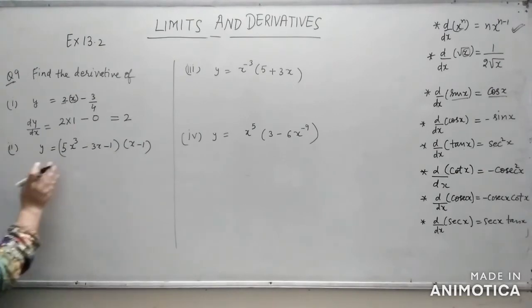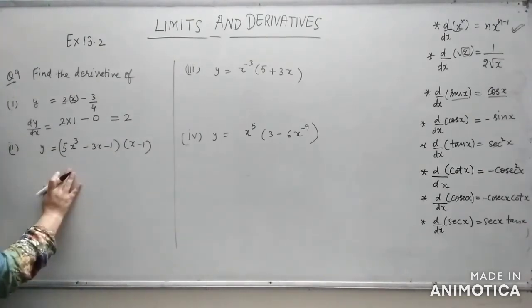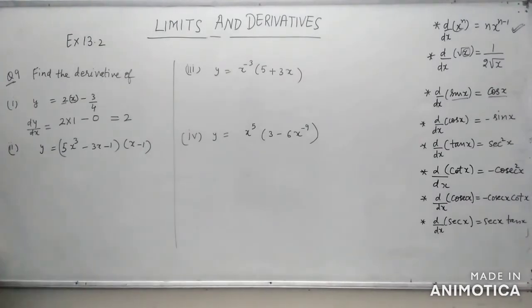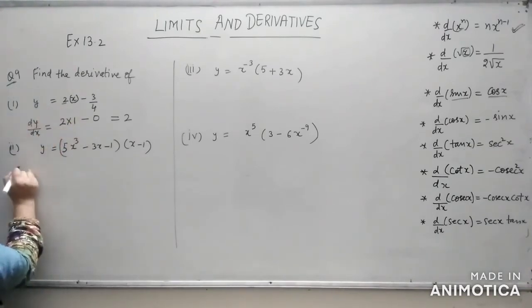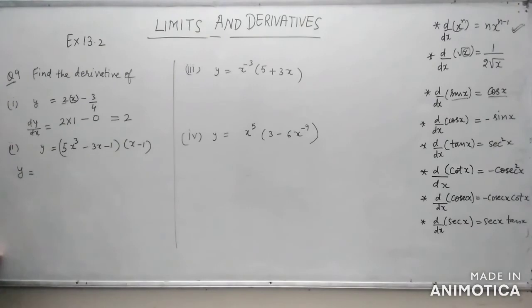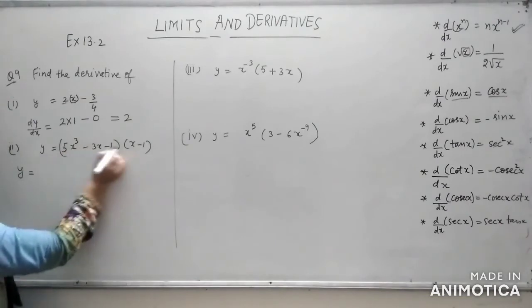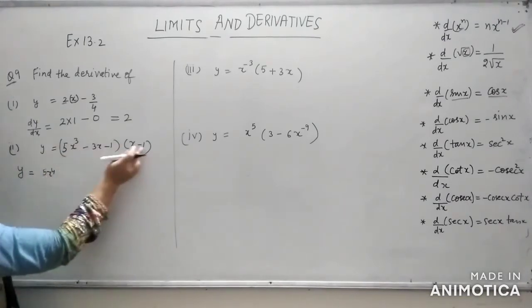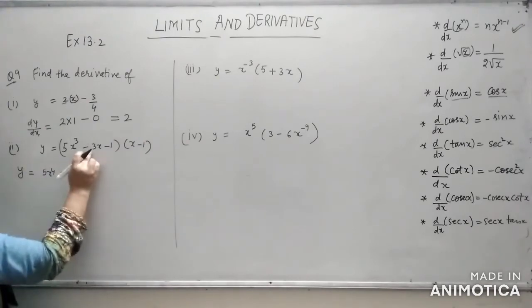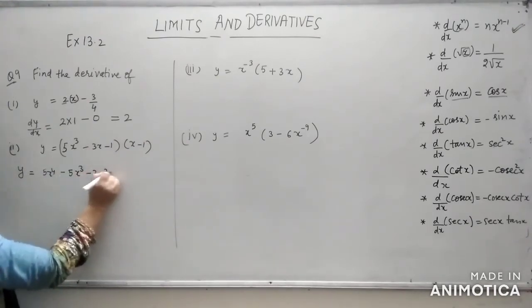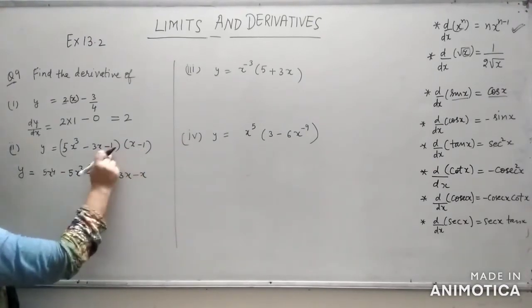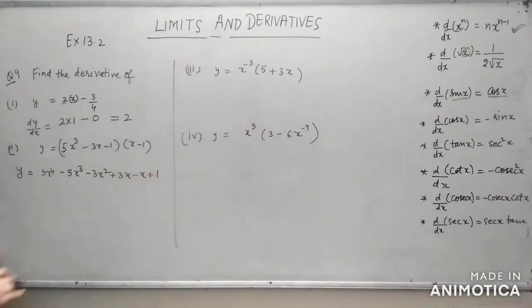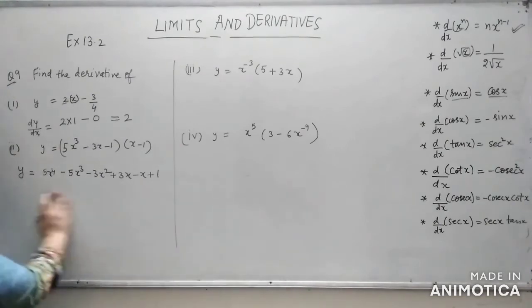Next is this. Here I can multiply these two. It means it is not given in the simplified form. So first of all we need to simplify it. Here, instead of dy by dx, I will write down y because I am not taking the derivative. I am just simplifying it by multiplication. So 5x cube multiplied with x is 5x4, 5x cube multiplied with minus 1 is minus 5x cube, minus 3x multiplied with x is minus 3x square, minus 3x multiplied with minus 1 is plus 3x, minus 1 multiplied with x is minus x, minus 1 multiplied with plus 1 is minus 1. It would become this. Now it is in the simplified form.